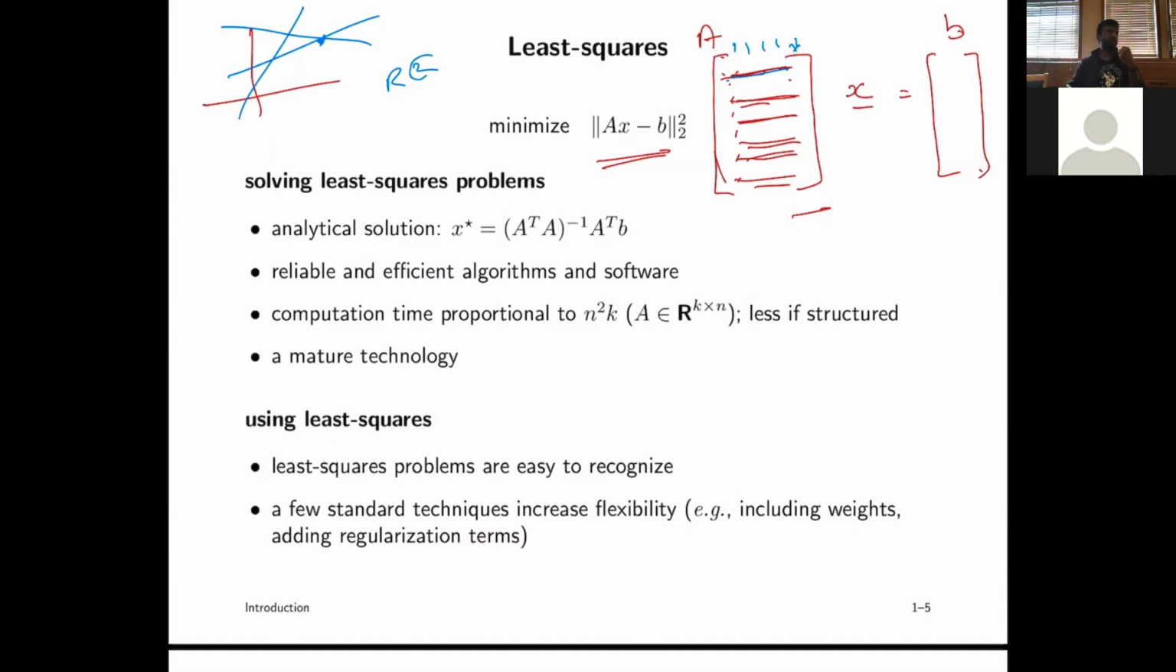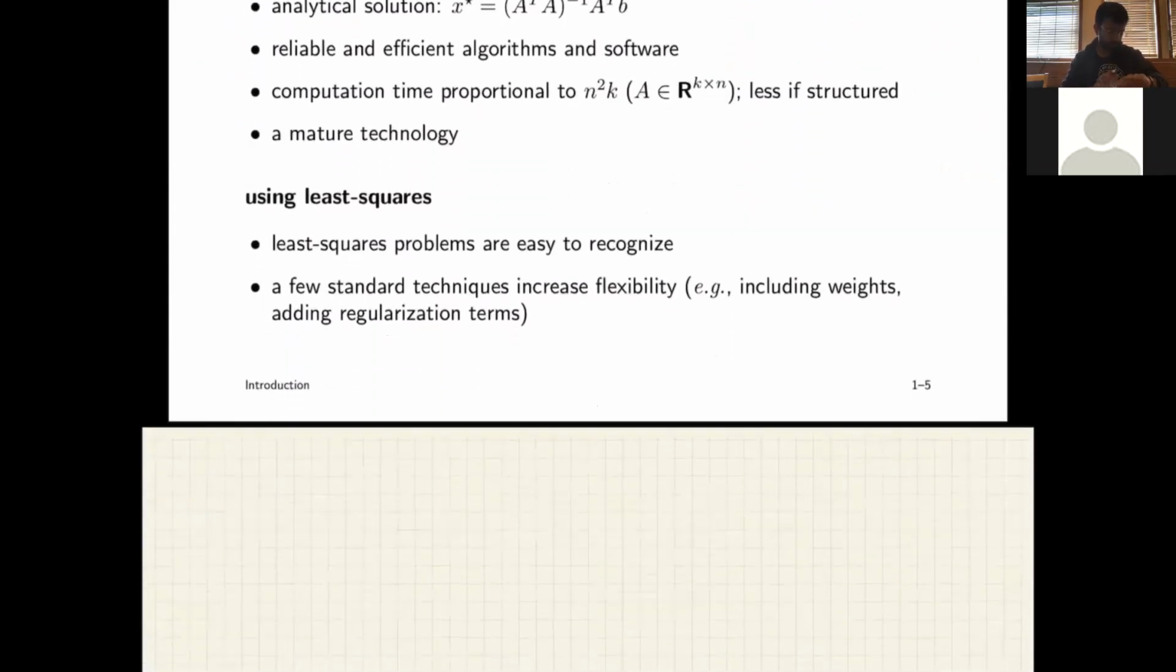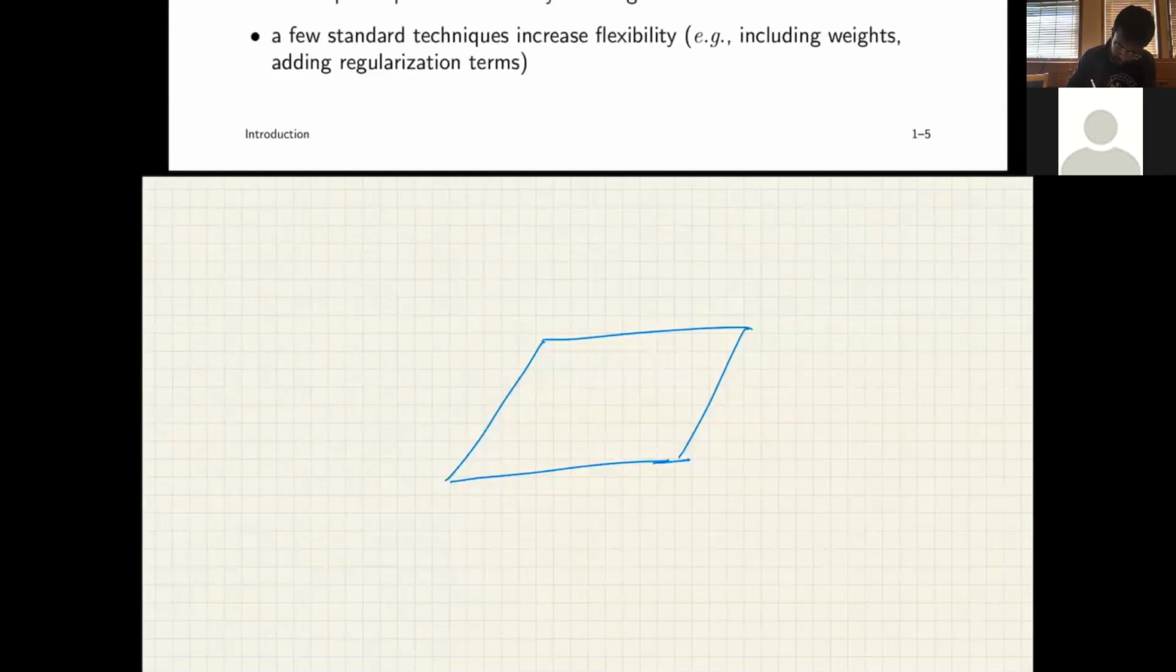That is this least square. Least square is doing that. So what is this? So how is least square working? For example, I have the matrix. So we have here Ax equal to B.